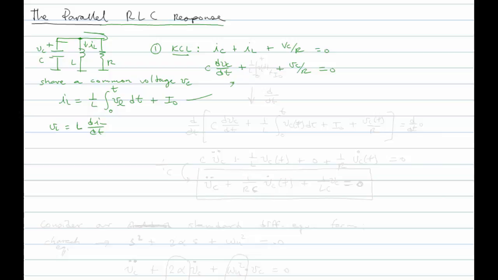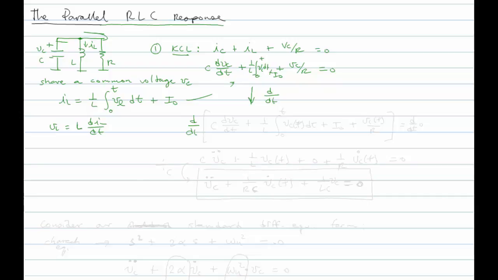So we need to plug that in up here. Didn't leave myself enough room here. 1 over L integral of VC dt plus I naught. This goes from 0 to t. Now I'm going to take the derivative. This is an integral differential equation because there's an integral and a derivative. I want to make this into a derivative only equation. So we'll take the derivative of both sides.